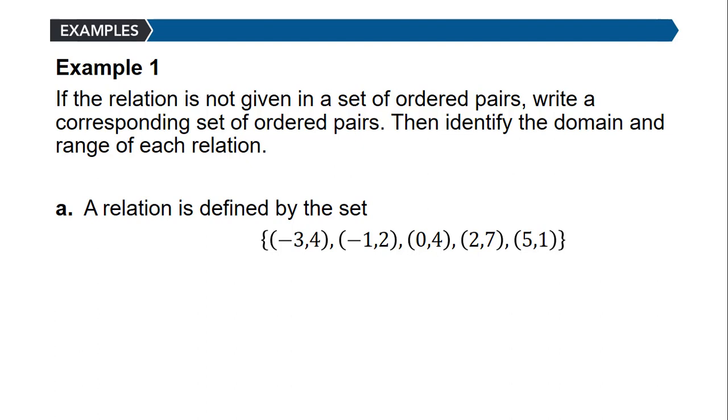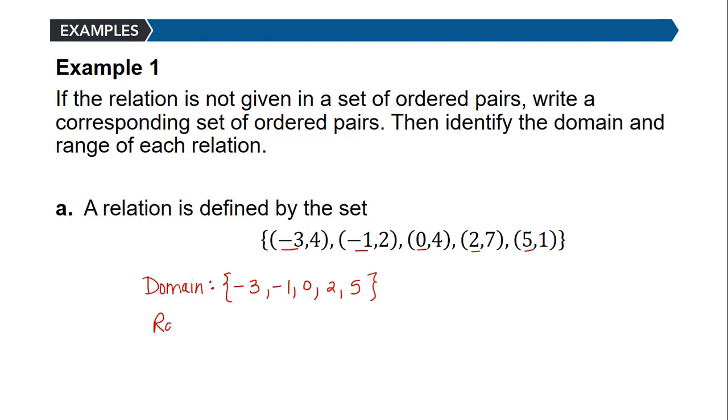We want to identify the domain of the relation. So the domain of the relation is the set of x values. If I look at the x values, I have -3, -1, 0, 2, and 5. So the relation has these x values that I just pull out to have my domain, and I would typically write these in order from smallest to largest. So I would write in set notation {-3, -1, 0, 2, 5}.